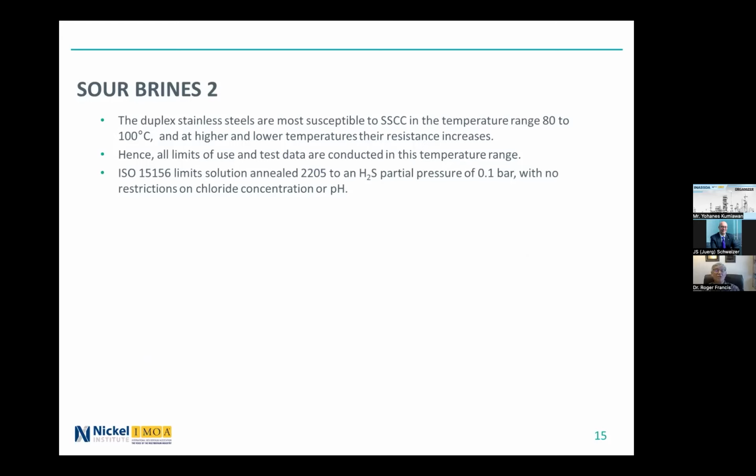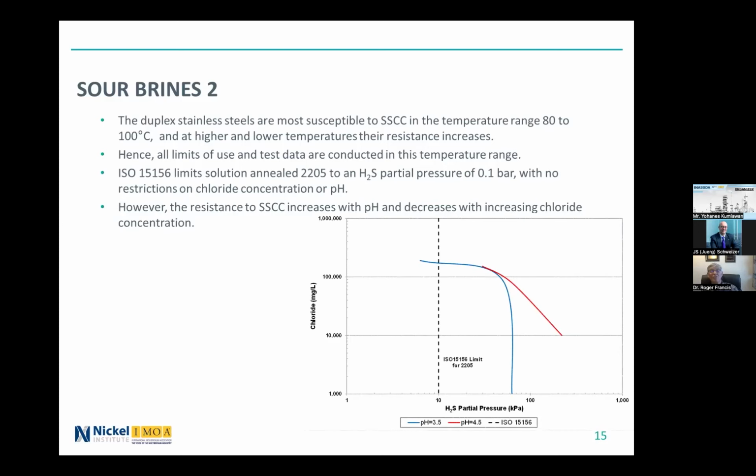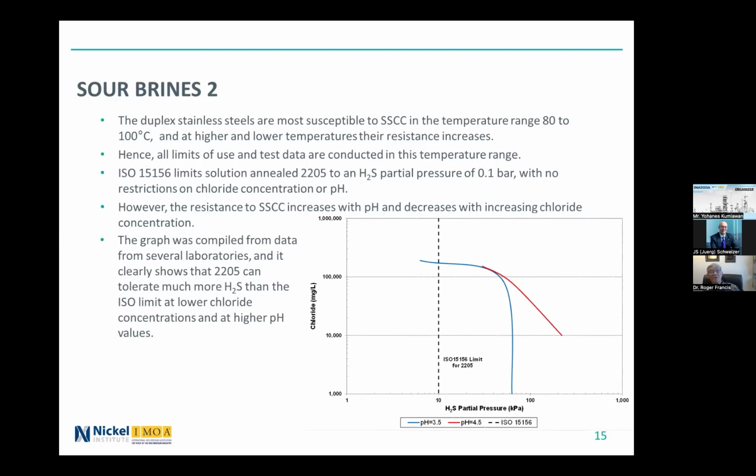ISO 15156 limits solution annealed 2205 duplex to an H2S partial pressure of 0.1 bar, which is 10 kilopascals, with no restrictions on chloride concentration or pH. However, the resistance to sulfide stress corrosion cracking increases with pH and decreases with increasing chloride concentration. This graph was compiled from data from a number of reputable laboratories, and it clearly shows that 2205 can tolerate much more H2S than the ISO limit, as shown by this vertical dashed line.